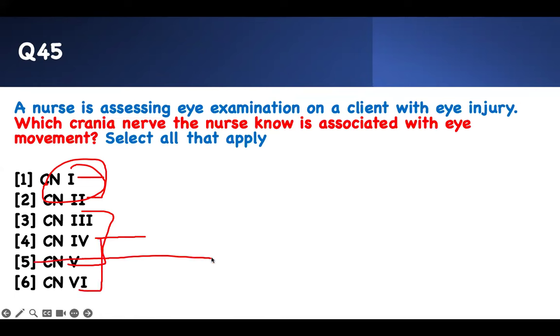5 is what we call what? Trigeminal neuralgia. It's mostly pain. So the right answer is 3, 4, 6.